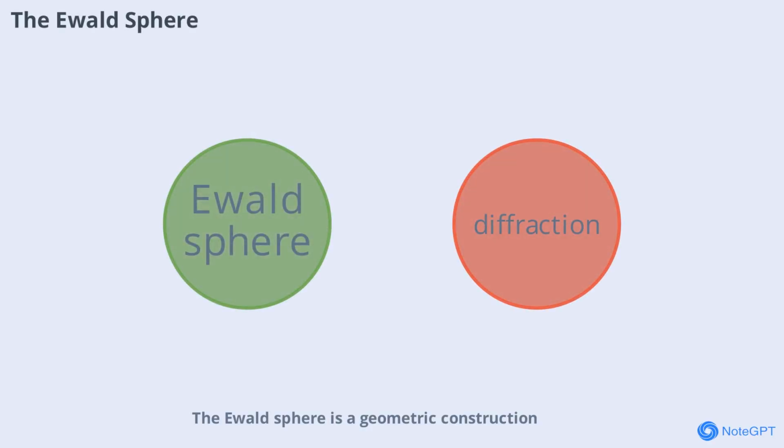The Ewald sphere is a geometric construction used to visualize diffraction in reciprocal space. It represents all possible wave vectors that satisfy the diffraction condition for a given wavelength. By rotating the crystal or changing the wavelength, scientists can map out the reciprocal lattice and identify the positions of atoms. The Ewald sphere is a powerful tool for understanding and predicting diffraction patterns in complex materials.